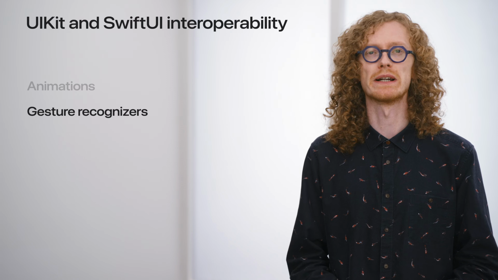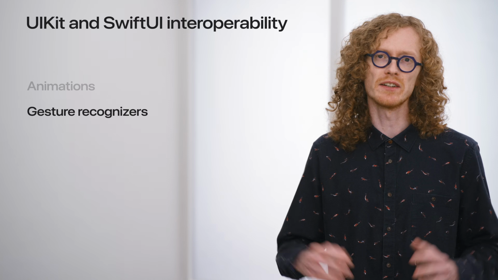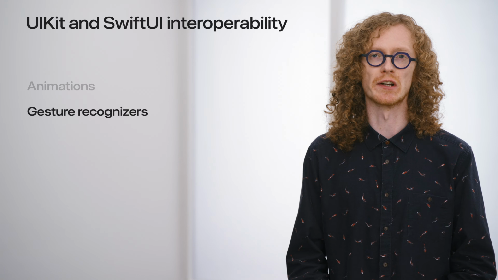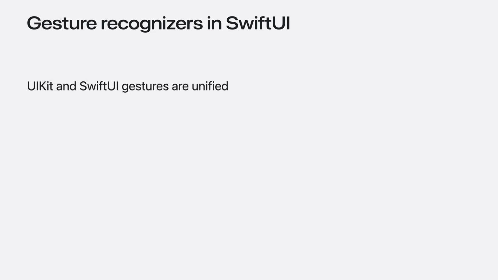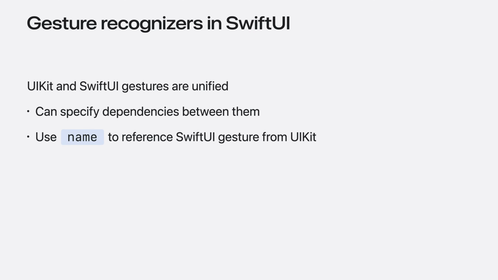Animations are typically paired with gesture recognizers, and it's now easier to coordinate gestures across UIKit and SwiftUI as well. The gesture systems have been unified in UIKit and SwiftUI, and they now adhere to consistent rules. In iOS 18, dependencies can be specified between gestures across both frameworks.